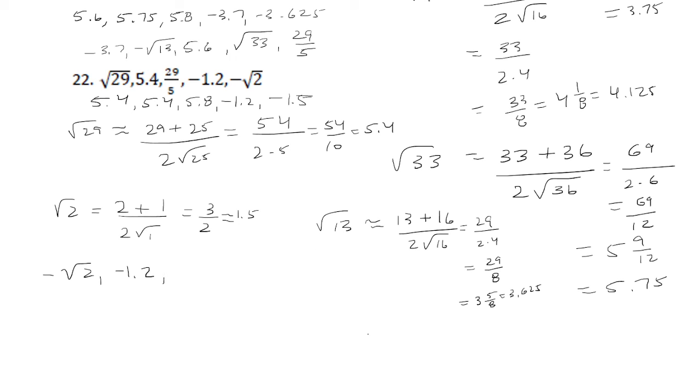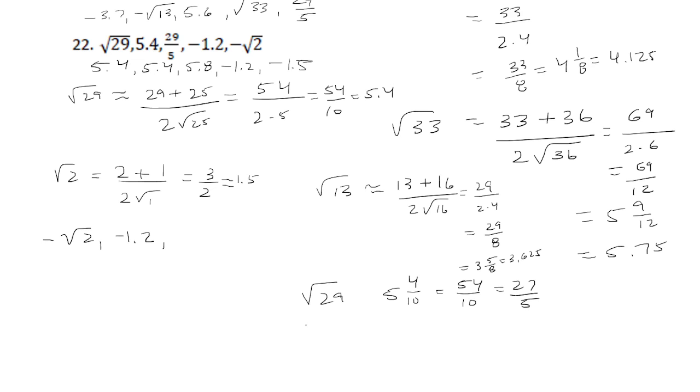So this is how we determine which one's bigger. 5.4, I can write that as 5 and 4 over 10, which is 54 over 10, and that's 27 over 5. So in order to see which one's bigger, I can square both sides. So if I square square root of 29, I get 29. If I square 27 over 5, I get, let's see, 5 squared is 25. 27 squared is 729. How many times does 25 go into 729? Well, 25 goes into 100 four times.